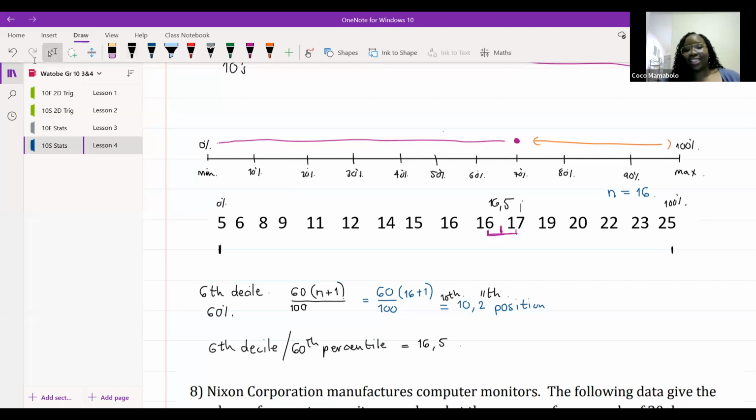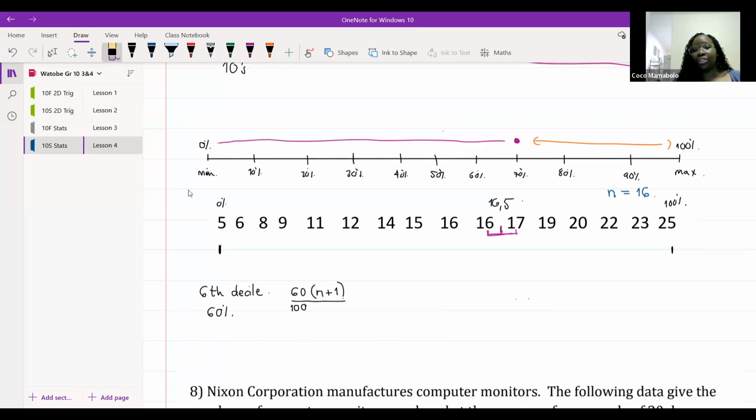I want you guys to take this same set of data that we've got here. I'm a Watobian. You will understand, my sweetie. And if you're stuck, Zisanele, just put your hand up, my sweetie, and ask. Just ask me. Okay.